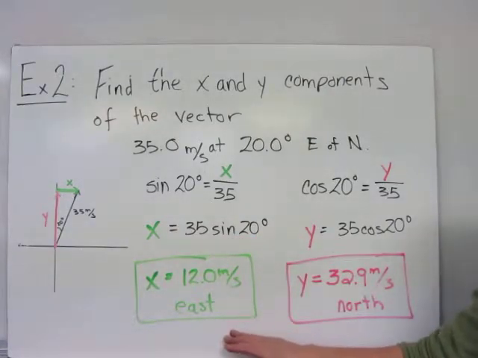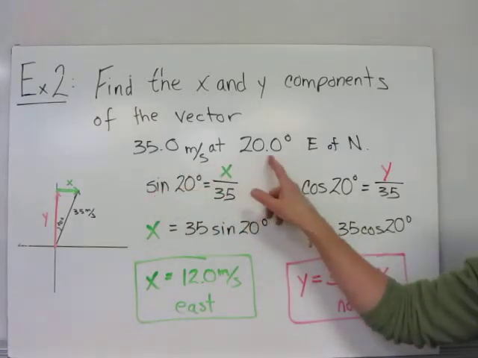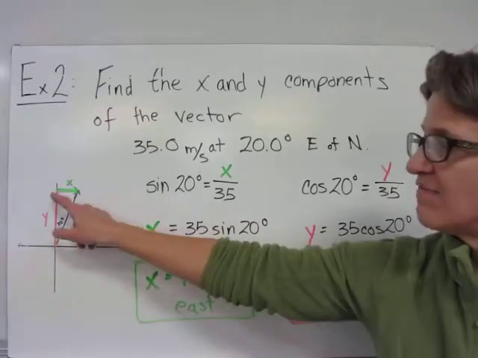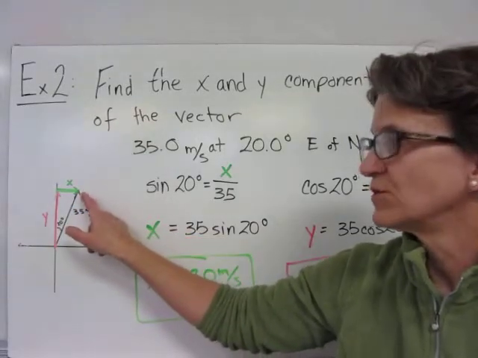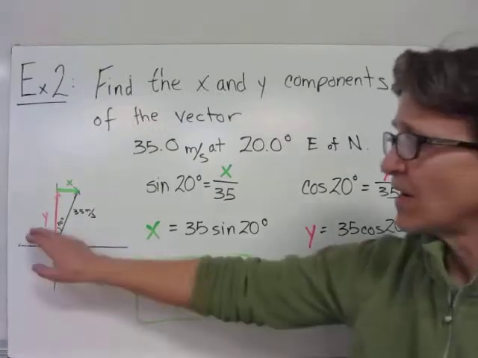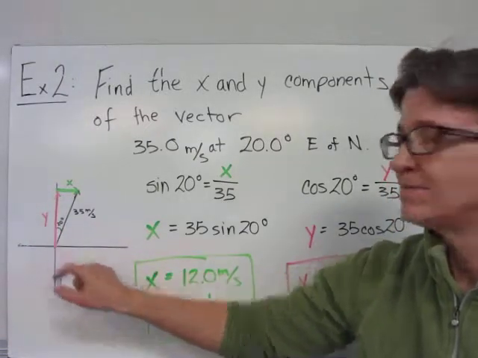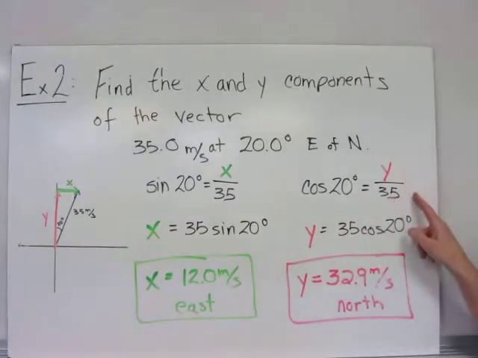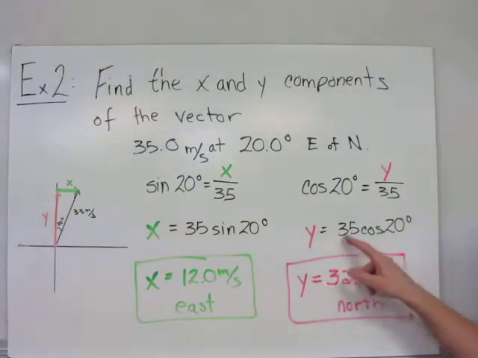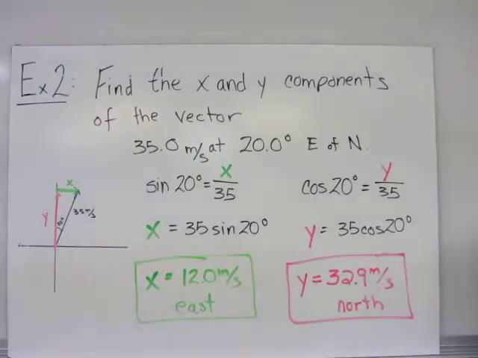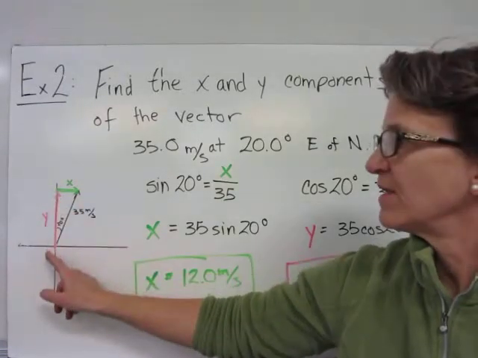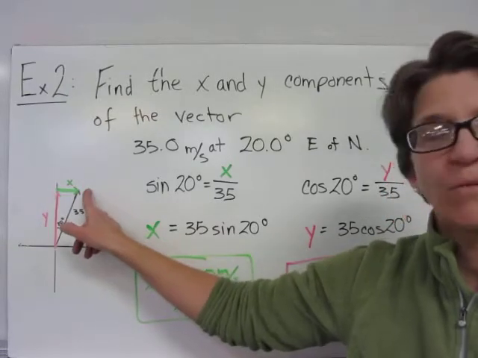Your value of x is 12. Again, it's 3 sig figs. With units, it's 12.0 meters per second. And that vector is heading east towards the resultant tip. My y component is adjacent to my angle. So I have cosine of 20 is equal to y over 35. Solve for y, 35 times the cosine of 20, and you have a value of 32.9 meters per second, and that vector points towards the north. Notice both arrows are pointing towards the resultant.